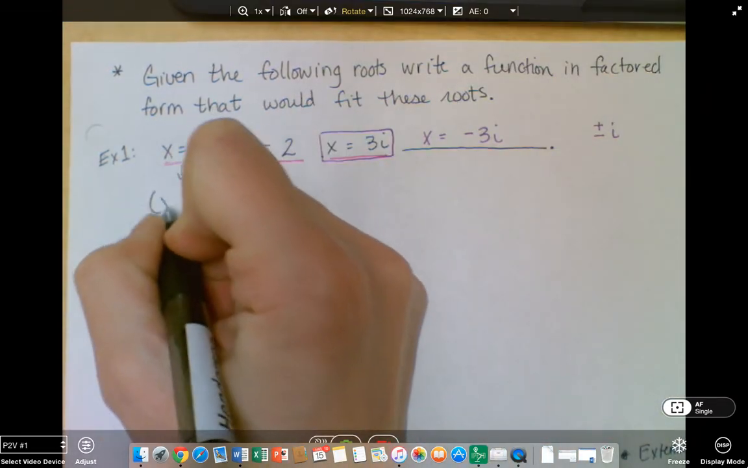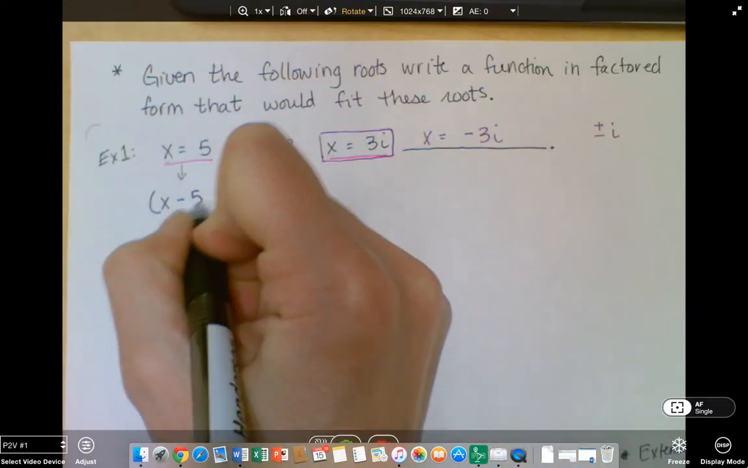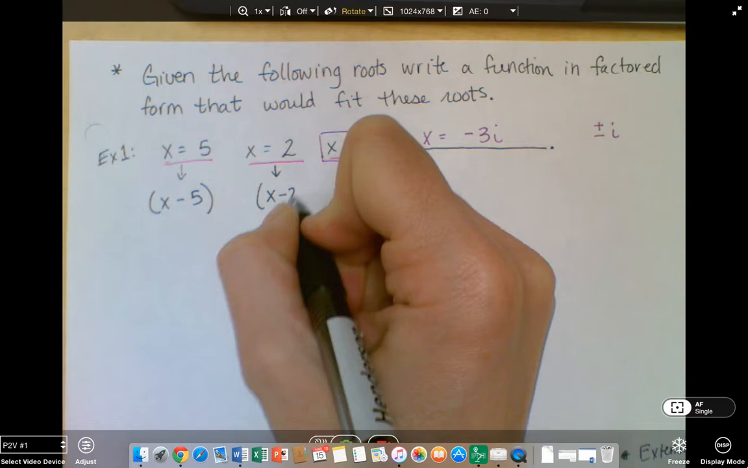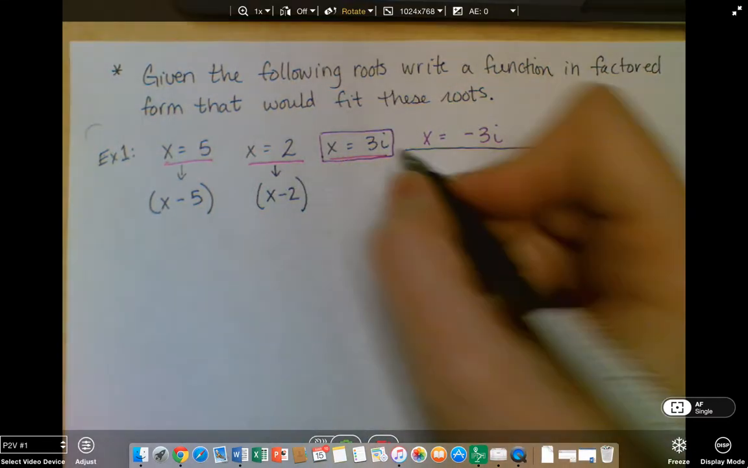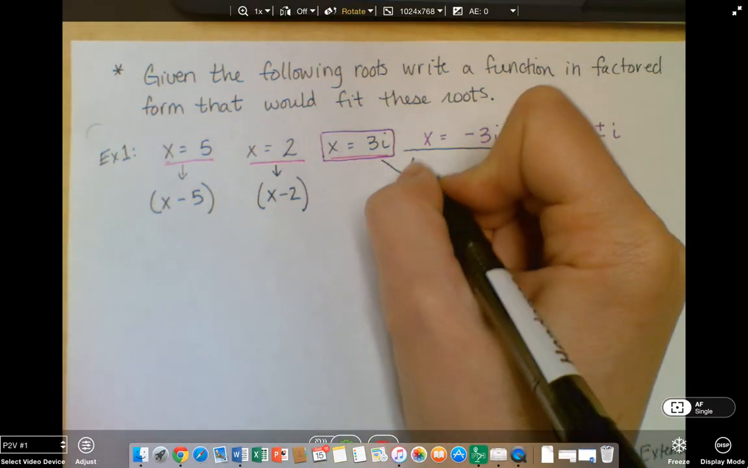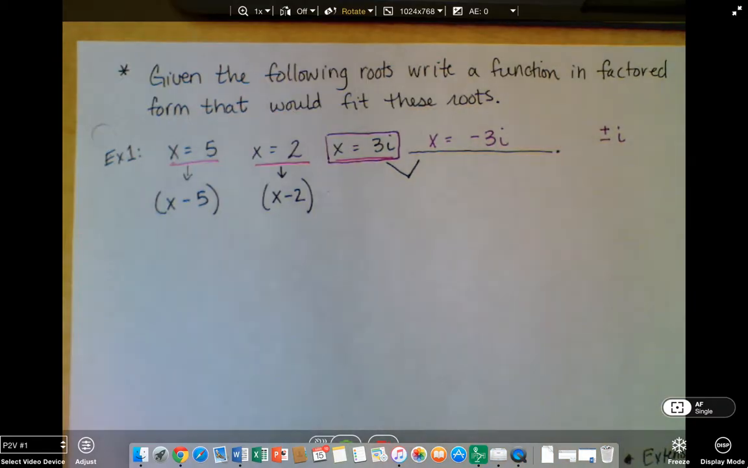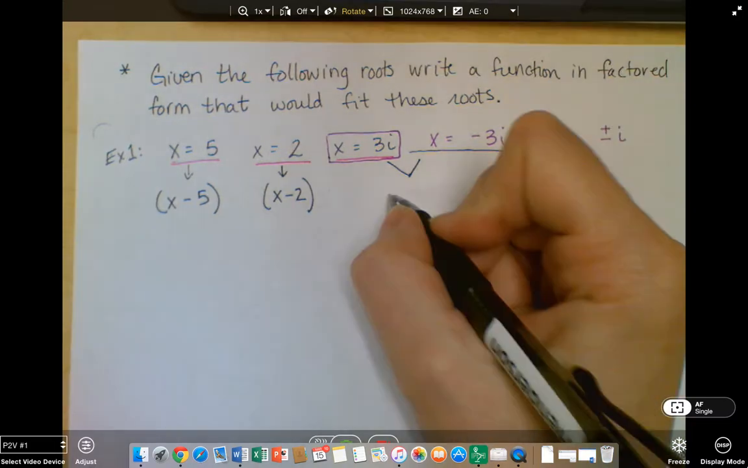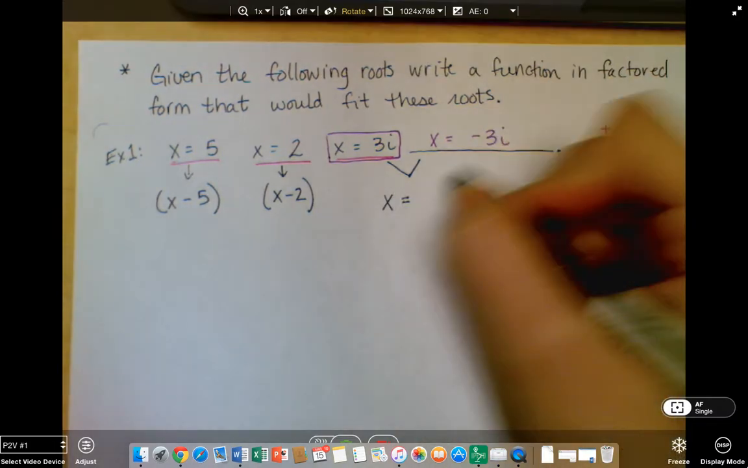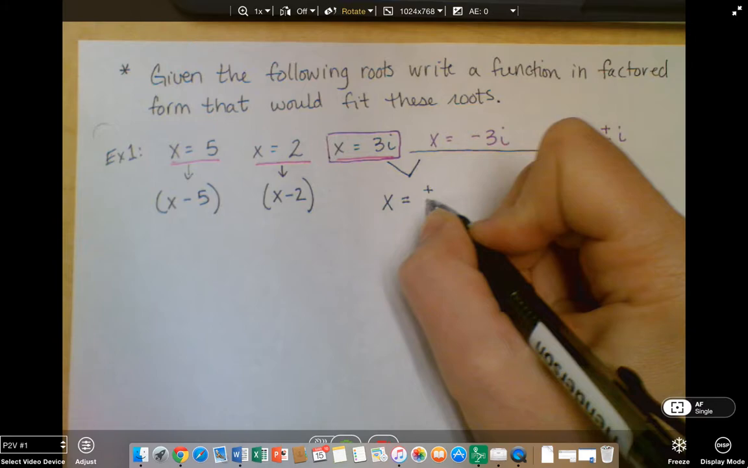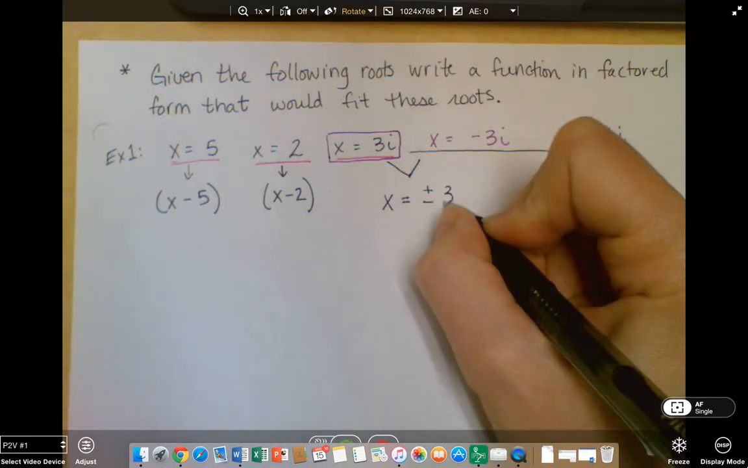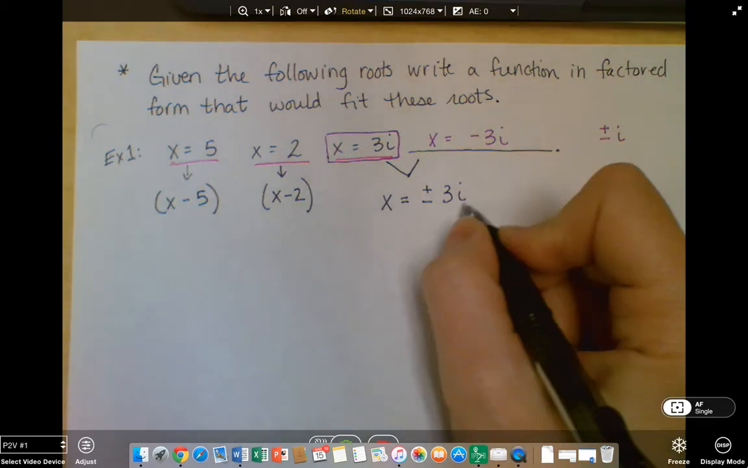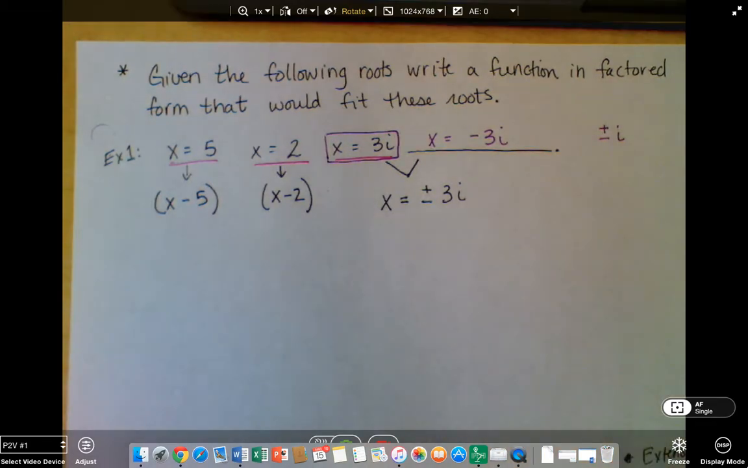So this guy came from the factor x minus 5. This one came from the factor x minus 2. And then these two right here are going to blend to make one factor. So x equals plus or minus 3i. And then we don't ever see i's in functions, right? So we're going to do the thing that created an i. We're going to undo that.